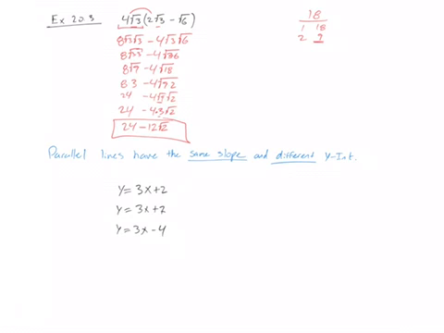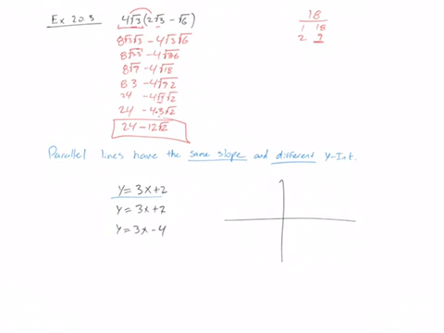So let's talk about parallel lines. Parallel lines have the same slope but different y-intercept. So all three of these equations here are parallel because they have the same slope of 3, but all their y-intercepts are different. So kind of think about what that would look like on the coordinate grid.